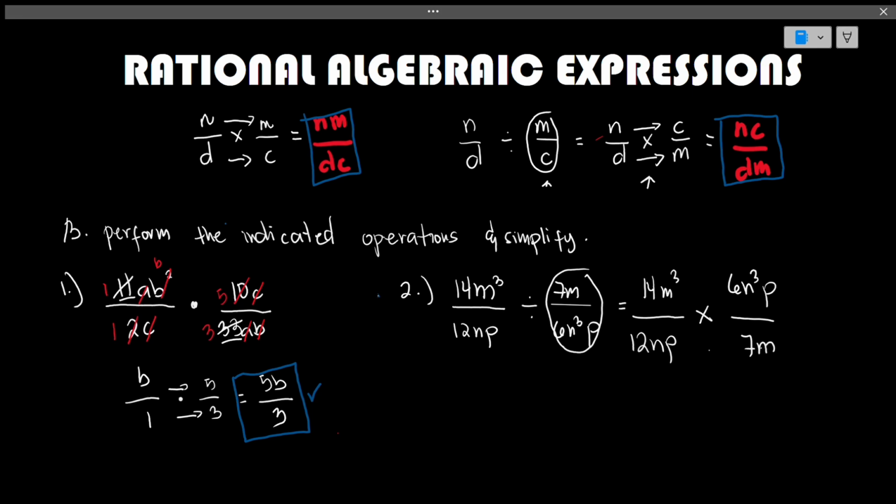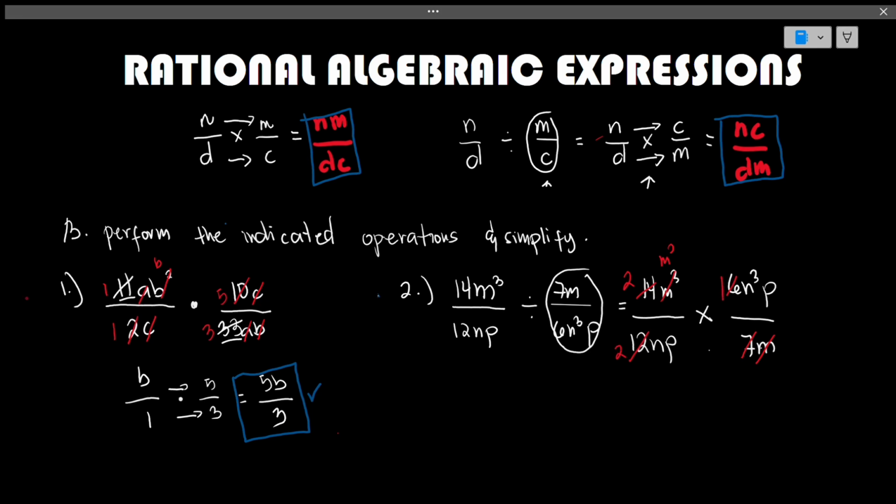Okay, now the same thing that we did in example number 1, we can start canceling all of the common terms. So 14 and 7, they have a common factor of 7. So we can cancel this. This will become 2, followed by m cubed. We also have m here, so this will become m squared, and this will become 1. Next, we have 12 and 6. They have a common factor of 6, so this will become 2, and this will become 1.